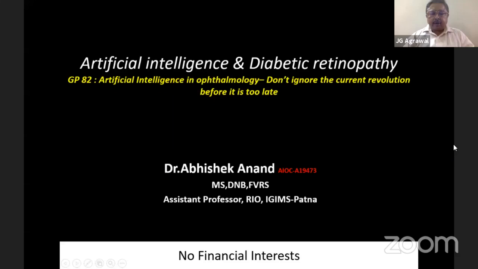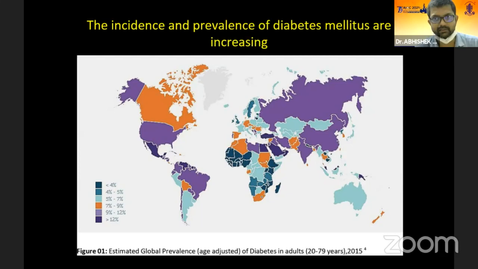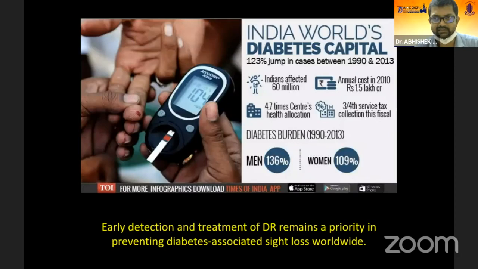Okay, so I will be presenting artificial intelligence and diabetic retinopathy. I will be just giving an overview of what the things are and how we should analyze this, because a lot of us have a lot of circumspection about this AI thing. We all know that the incidence and prevalence of diabetes mellitus is increasing, and India is the established diabetes capital of the world. Early detection, so AI becomes very important for a country like India. Early detection and treatment of DR is one of the main armamentarium, and it is one of the priorities for preventing diabetes associated sight loss worldwide.